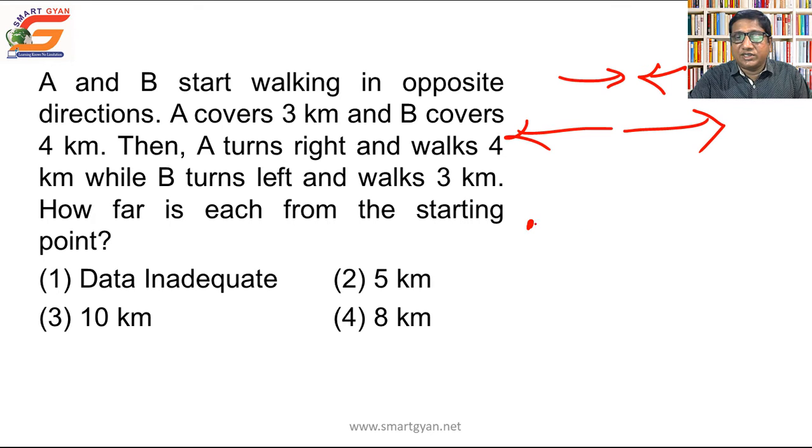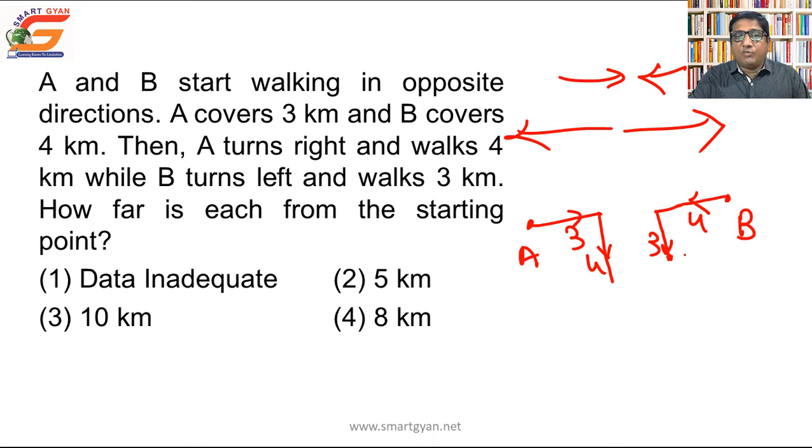Suppose here is A and here is B. They move. A covers 3 kilometers. B covers 4 kilometers. Then A turns right and walks 4 kilometers. B turns left and walks 3 kilometers. Then the question is, how far is each from the starting point? This is the starting point. So, what is the distance between these two?